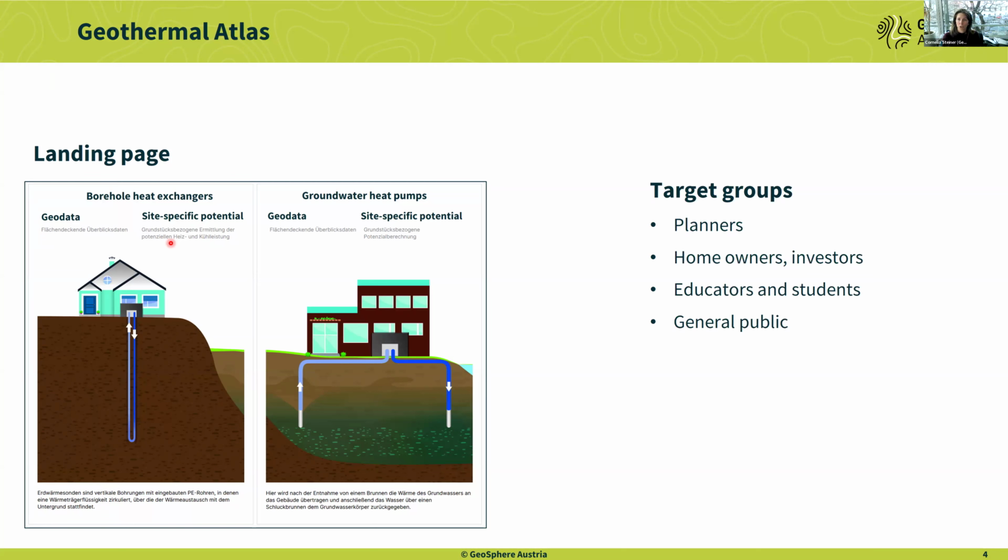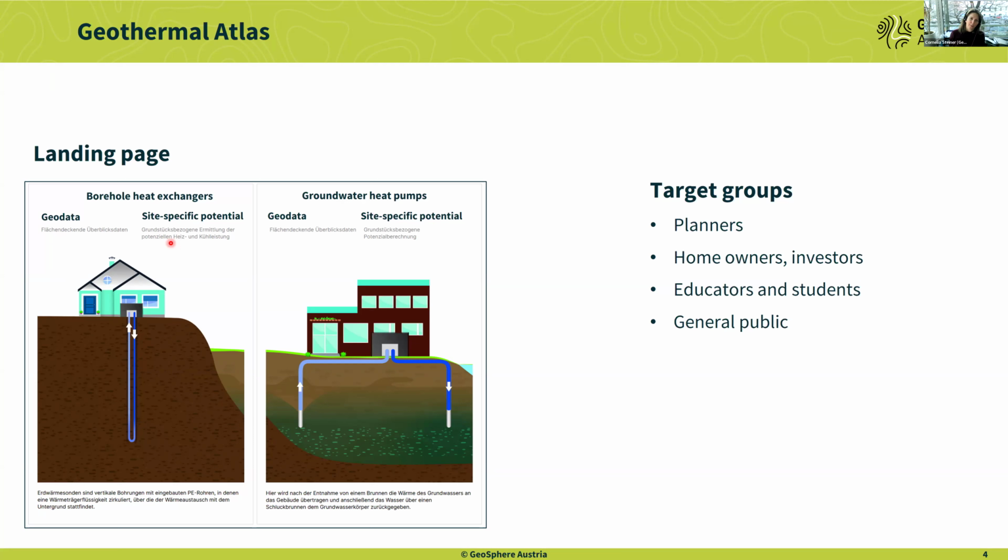And to demonstrate who the target groups are, also maybe worth mentioning here: we have, as I already said, planners as a target group. They can use the information that we provide in their specific dimensioning of the individual installations. Then we count homeowners and investors among our target groups. They can take a closer look at the properties that they are interested in or that they own, to find out about the general feasibility of shallow geothermal energy at these locations.